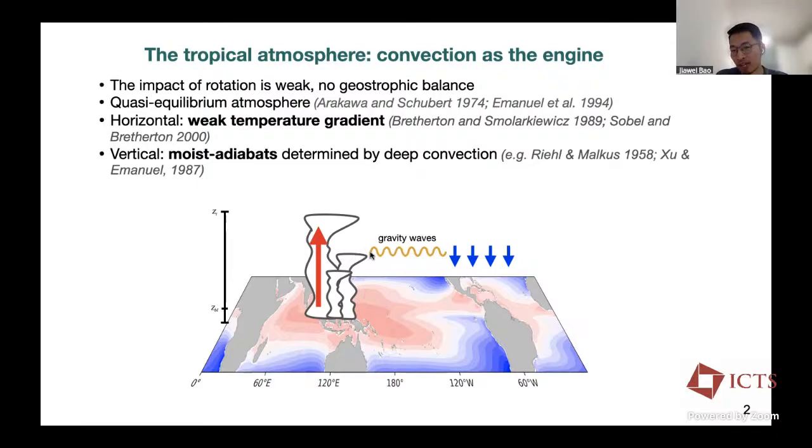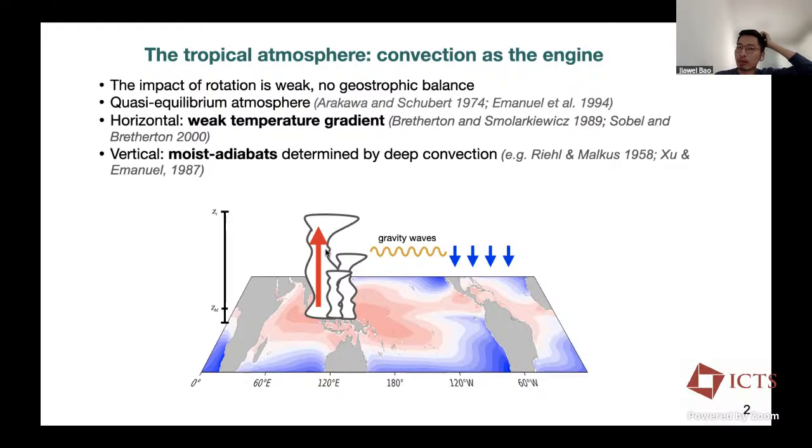this allows the gravity waves to travel over a very big region in the tropics. So therefore, the gravity waves are very efficient and very fast in homogenizing the density differences in the tropical atmosphere. And this ends up leading to a tropical horizontal temperature structure with a very weak temperature gradient in the horizontal direction. And vertically, the temperature in the tropical free troposphere is determined by the temperature of the deep convection.